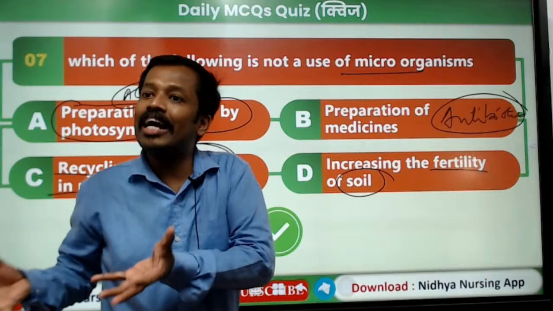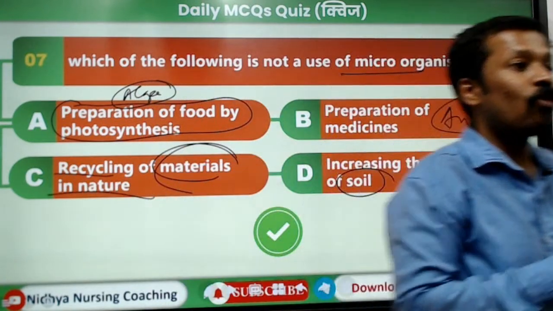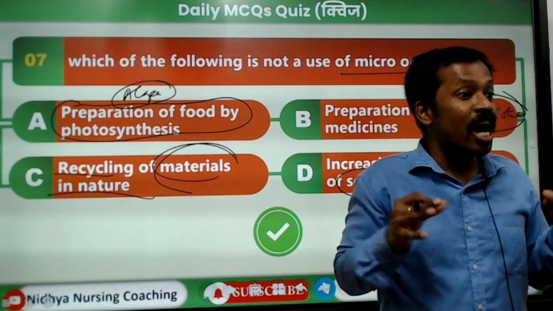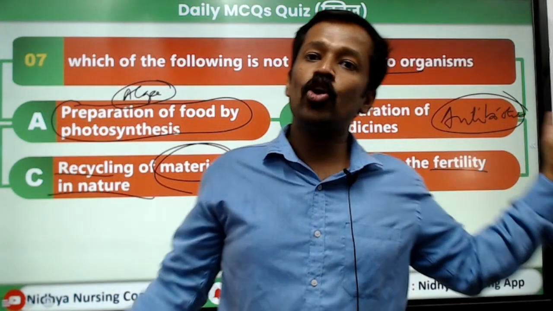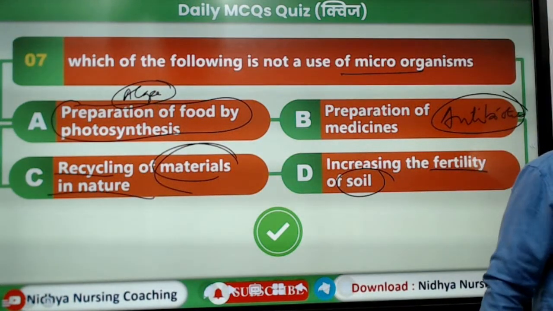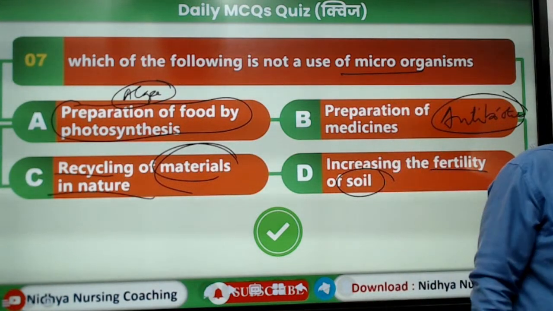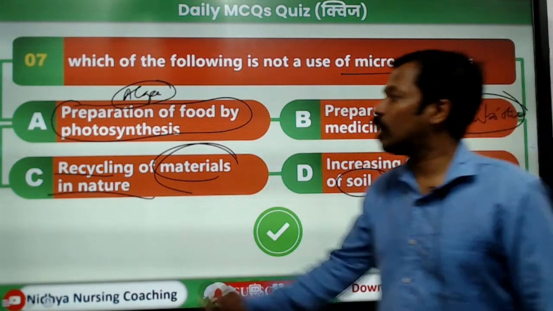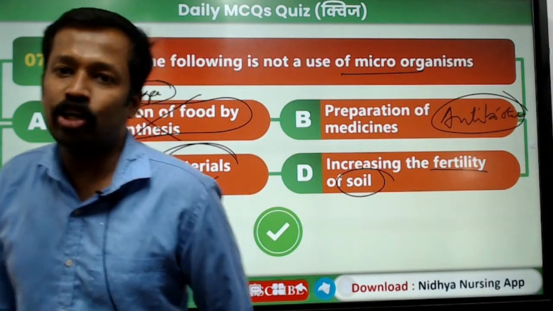We are adding some microorganisms, especially at some times, for better agriculture. We need fertilized soil, so we add some microorganisms. It is also helping soil fertilization. So what is not the exact function related to microorganisms? Yeah, it is not a common use of microorganisms.